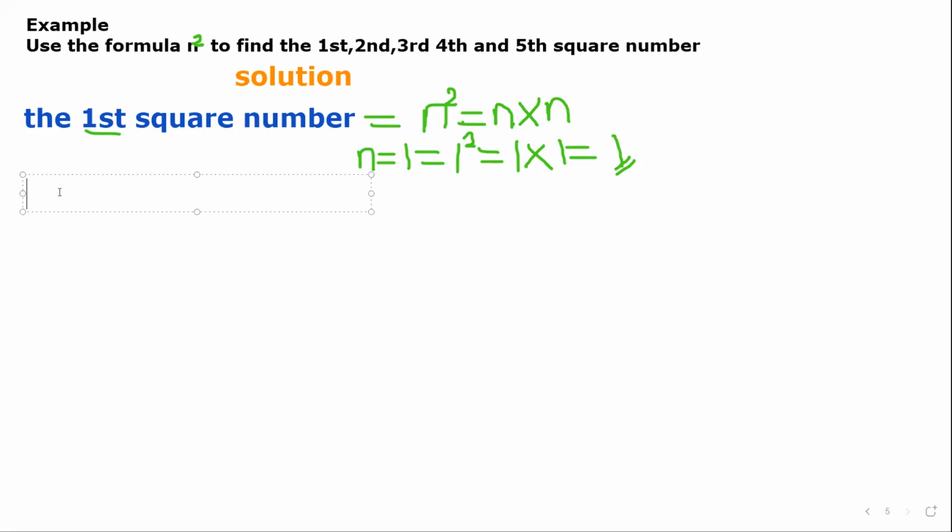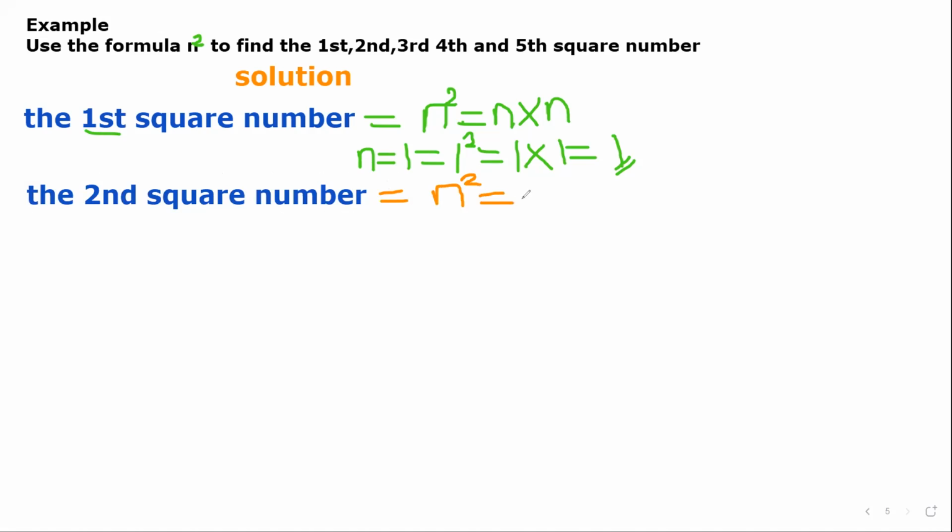Then the second square number here is also, the formula is n square, which is the same as n multiplied by itself twice. Okay, and that one, a number multiplied by itself, that one too, you can get a square number.